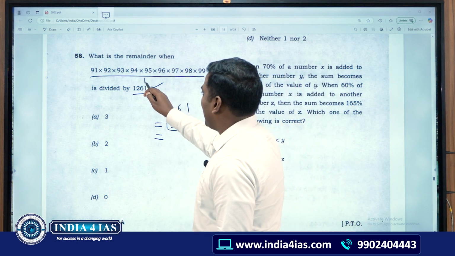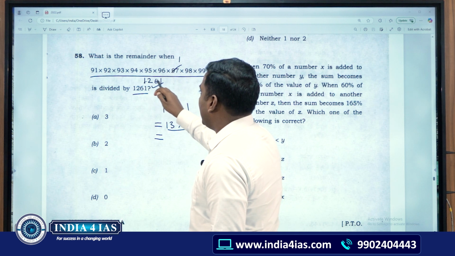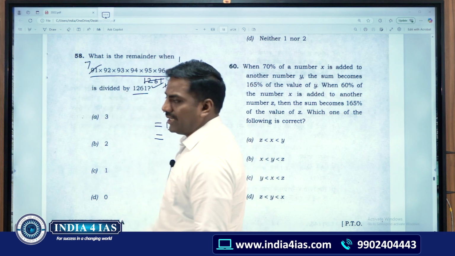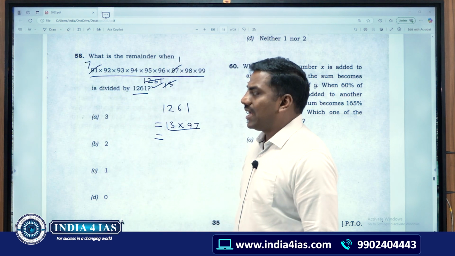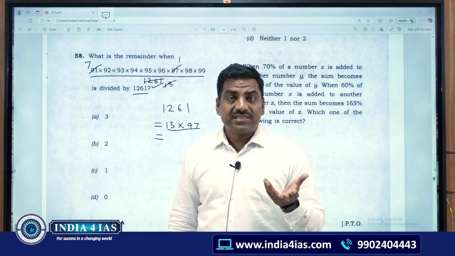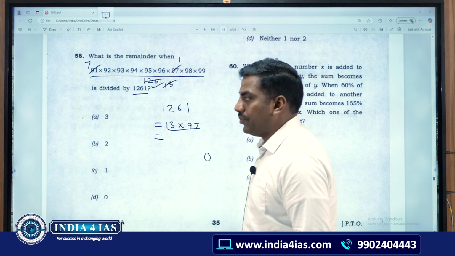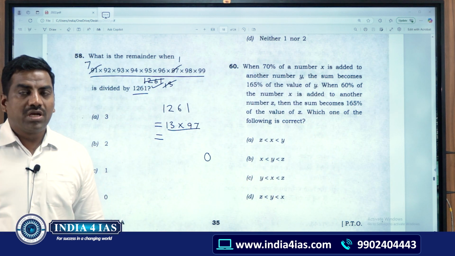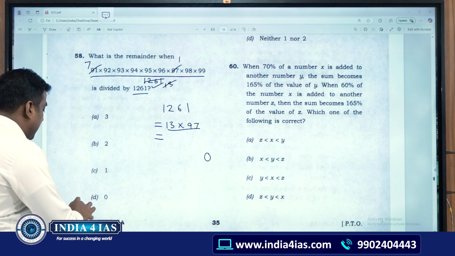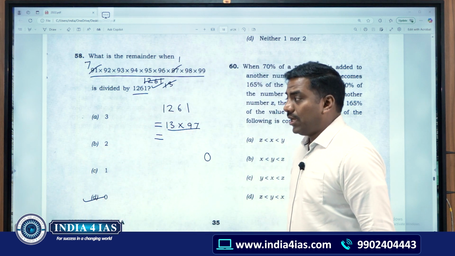So whenever I divide this number by 1261, I am going to cancel 97 ones are and 97 13s are, and here 13 ones are and 13 sevens are. So this entire expression is divisible by 1261 perfectly. Then when a number is divisible by another number perfectly, the remainder will be equal to 0. So here we can directly say the remainder is 0. This is the crux of the problem.